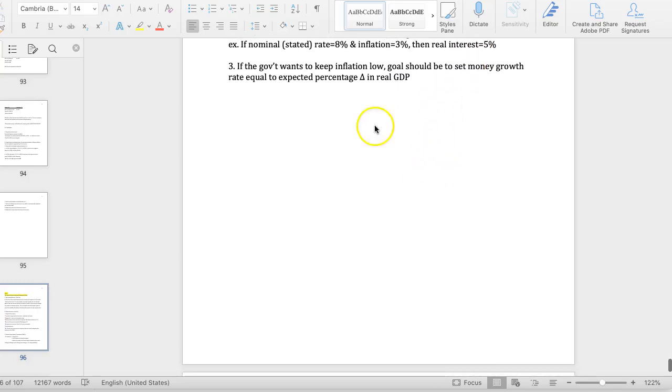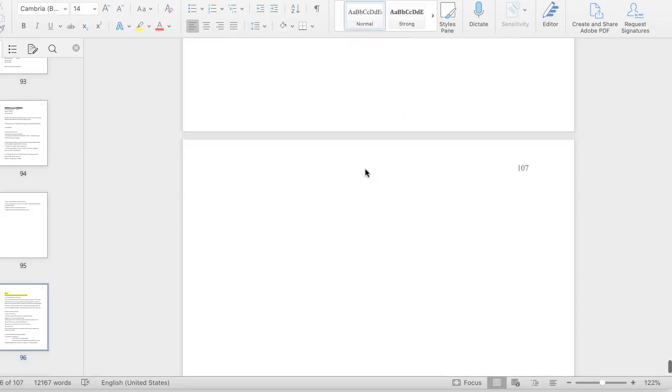And finally, if the government wants to keep inflation low, the goal should be to set money growth equal to the expected percentage change in real GDP so that everything moves up at that around 3% level. And that is it.